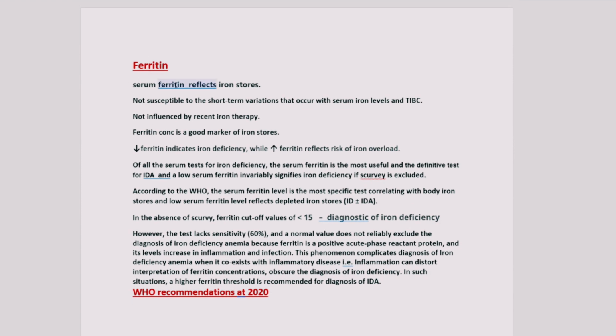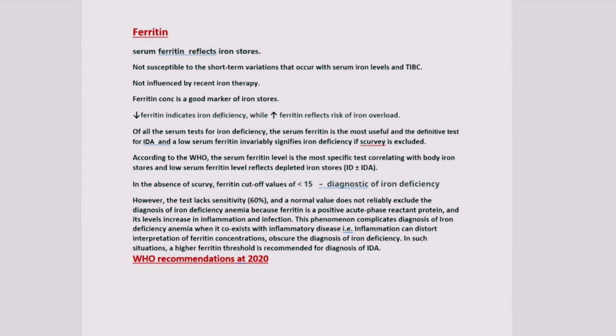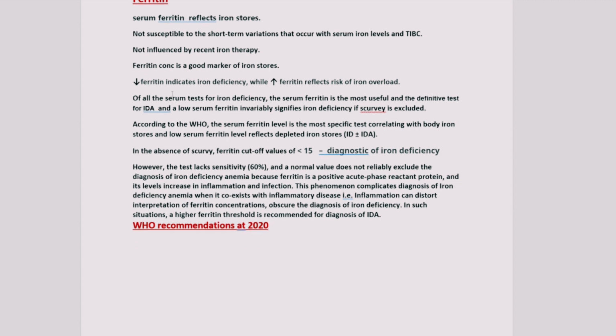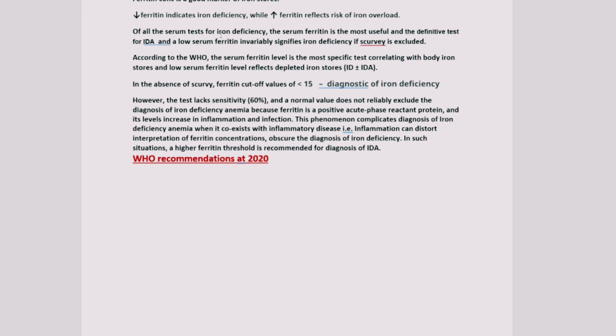Serum ferritin reflects the body iron stores. It's not susceptible to the short-term variation that occurs with serum iron levels and TIBC, and not influenced by recent iron therapy or ingestion. It's a good marker for iron stores. Low ferritin indicates iron deficiency. High ferritin indicates iron overload. Of all the serum tests for iron deficiency and microcytic anemia, the serum ferritin is the most useful and definitive test for iron deficiency anemia.